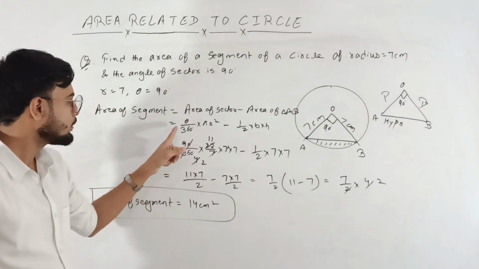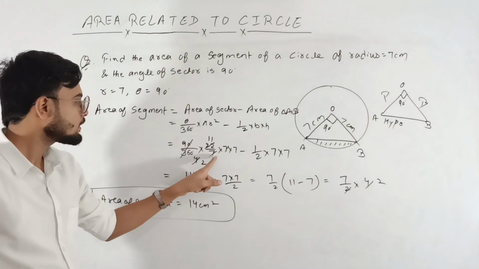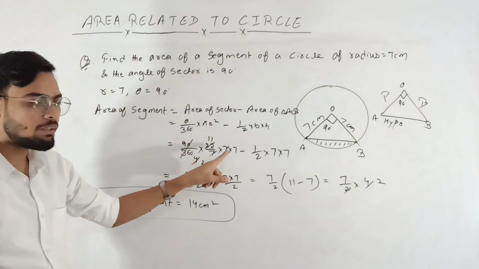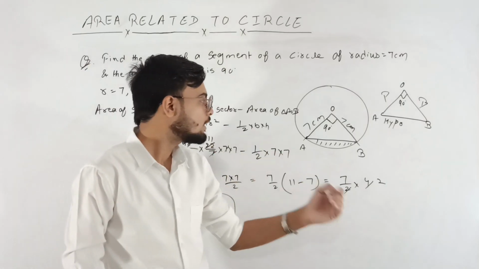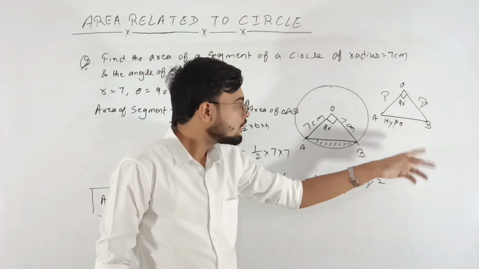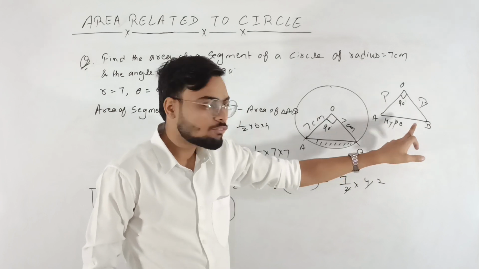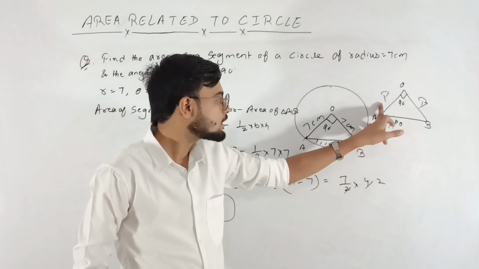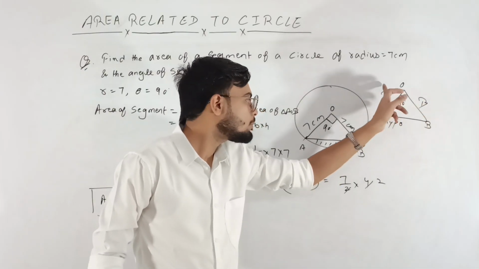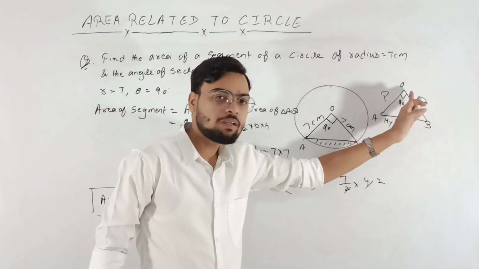So theta upon 360 degree, which means 90 upon 360, into 22 by 7, and R is 7, so 7 into 7. Now half into base into height. Now how do I consider base and height? This AOB is a right angle triangle. Now this AB is the hypotenuse, because the side opposite to 90 degree is the hypotenuse. Then AO is perpendicular and OB is base.